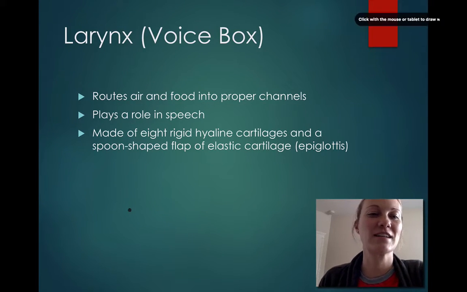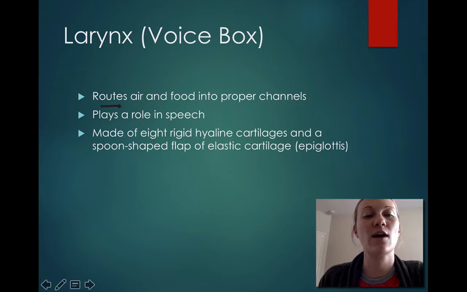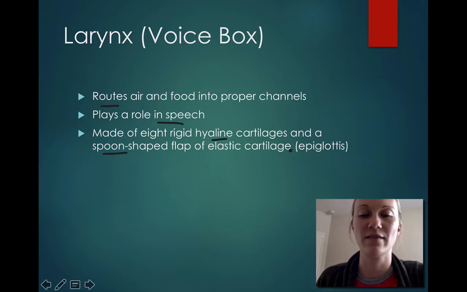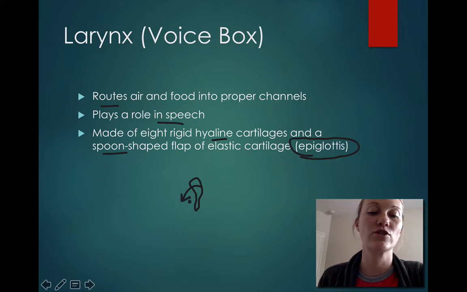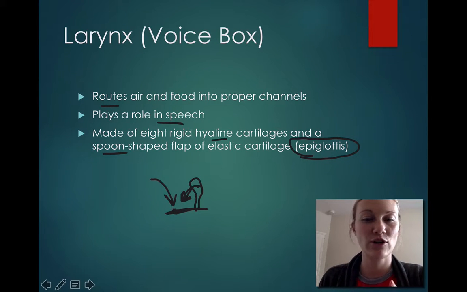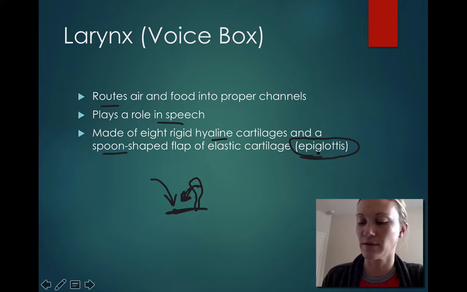Then we get into the larynx. The whole purpose of this is it helps to route air and food into the proper channels. It also plays a role in speech. It's made by 8 rigid hyaline cartilages and a spoon-shaped flap of elastic cartilage. This is called the epiglottis. The epiglottis is kind of a cool structure because it's a flap of skin that, when you swallow, covers the larynx. That way, when you're swallowing, food doesn't go down your larynx and end up in your respiratory tract. So it's kind of a cool design. That's what your epiglottis is.